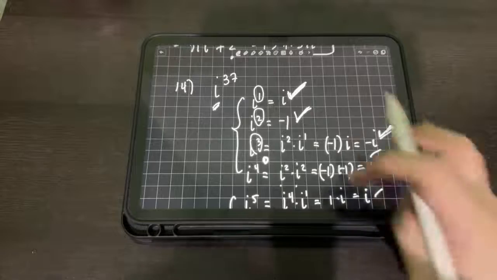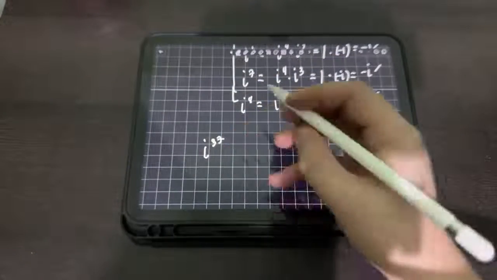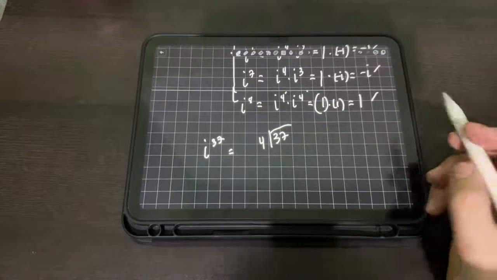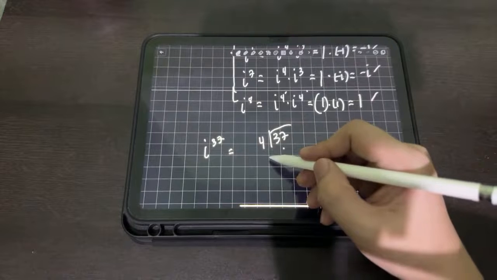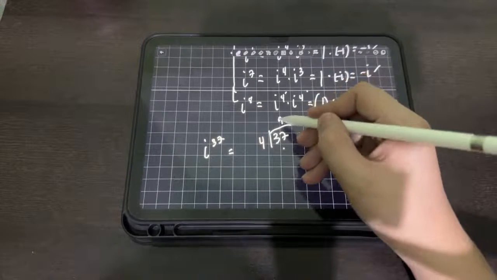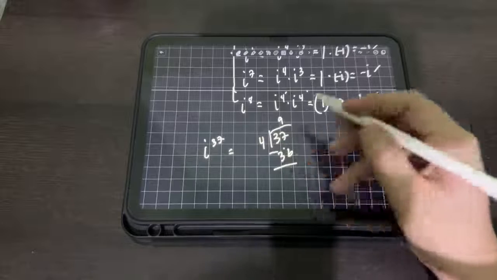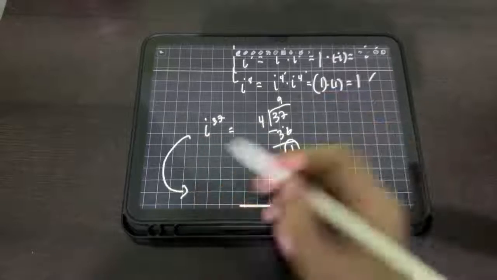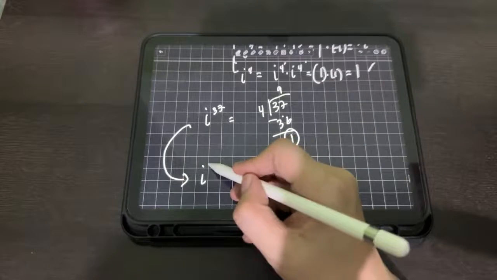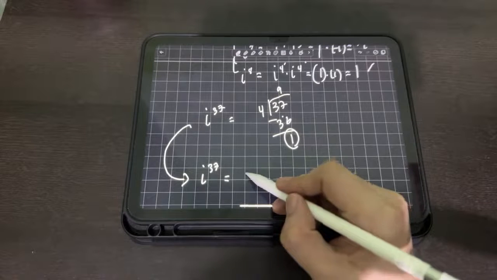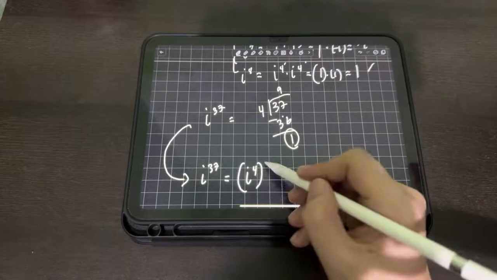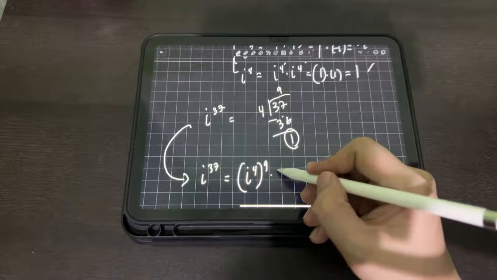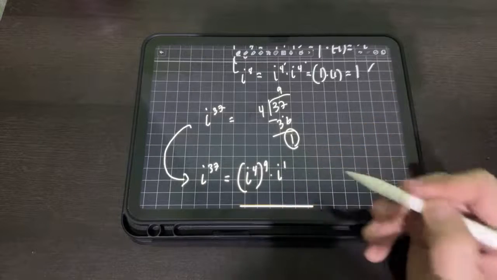So i to the 37, we can just divide 37 by 4. So 37 divided by 4, how many? 9, right? 9 times 4, 36. 37 minus 36, 1. So the remainder is 1. Or to visualize this, I can also write i raised to 37 as i to the 4th raised to the 9th. This is the quotient. Then since we have a remainder, we still need to multiply i raised to that remainder 1.